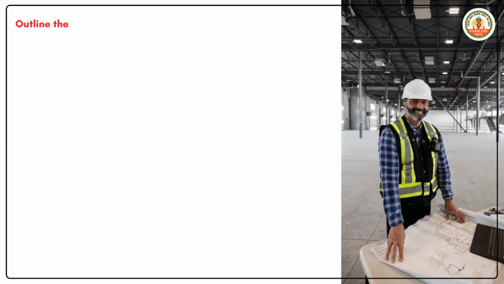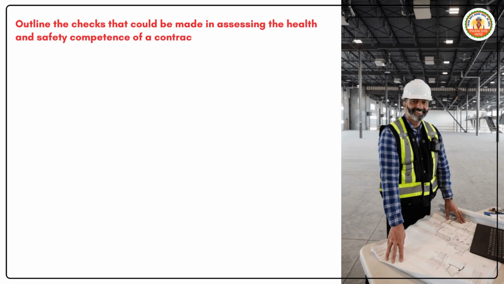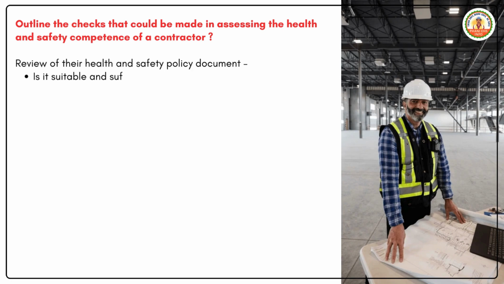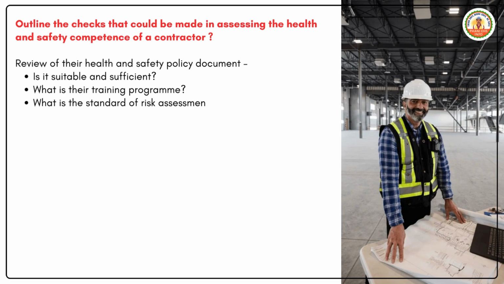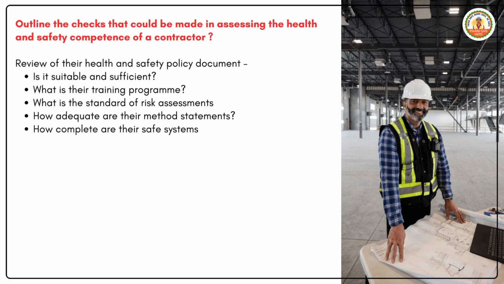Outline the checks that could be made in assessing the health and safety competence of a contractor. Review of their health and safety policy document. Is it suitable and sufficient? What is their training program? What is the standard of risk assessments? How adequate are their method statements? How complete are their safe systems of work?